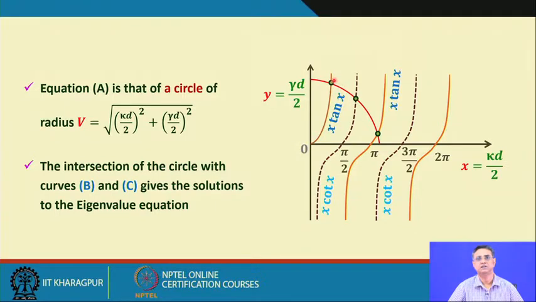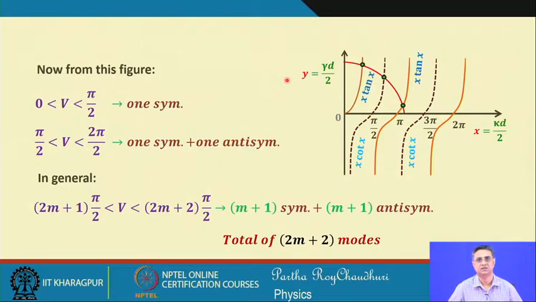So, you can see that there will be one solution here for a value of V less than pi by 2. Here it will be less than pi, again close to pi, and so on and so forth for this value of V. And if you increase the value of V, you will get more solutions. So, it is the V number that is going to decide how many modes will be supported in the structure. Okay, now from this figure you can see, when the value of V is less than pi by 2, because this line is less than pi by 2.